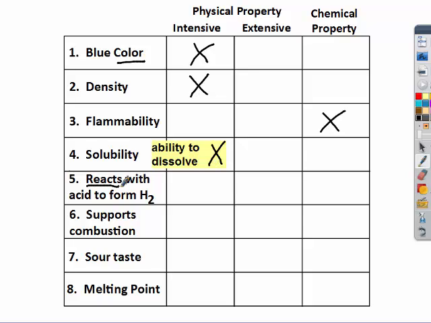Reacting with acid to form hydrogen would be a chemical property. If something supports combustion or supports burning, that's also a chemical property. Sour taste. Tasting something doesn't change the substance. So that is a physical property, and it's physical intensive.